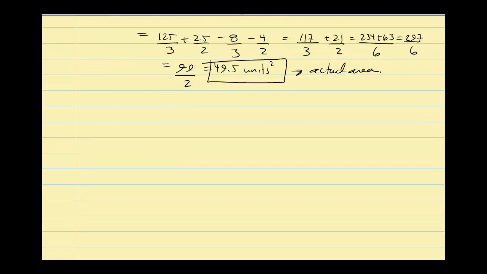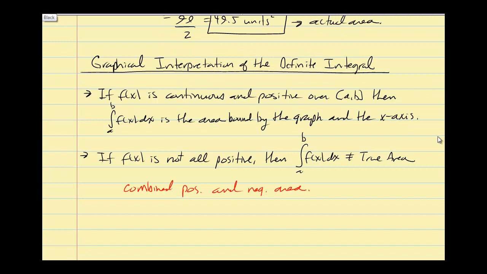Well, speaking of whether it's above or below the x-axis, let's go ahead and look at graphical interpretations of the definite integral. Again, we like the best case scenario: if our function is continuous and positive, meaning it's above the x-axis over an interval, then the definite integral of f of x dx from a to b is the area bound by the graph and the x-axis. So that's similar to the problem that we just did.